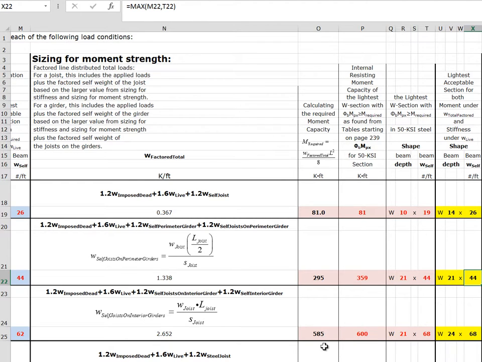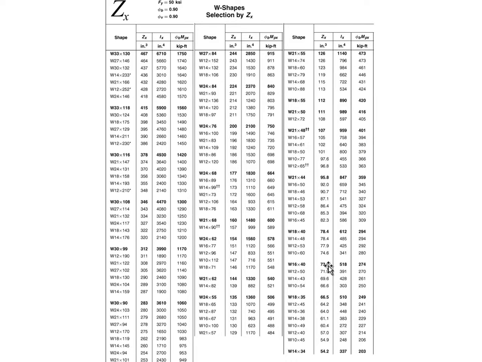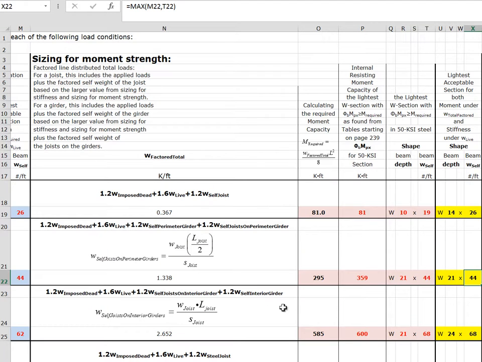We're going to go look for something with 585 kip feet of a capacity. So we're scrolling up here in our moment column, and this doesn't work, but that does. So 600 kip feet for a W21 by 68. So we go here, 600 kip feet, 21 by 68.